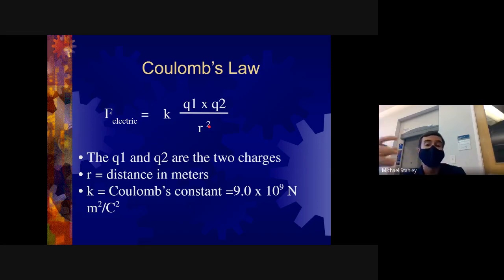So electric force works really, really well when you have two charges that are really close to each other. You can get a really strong electric force if you can make the distance between your charges very, very small as well. So the closer that they get to touching, the bigger the force becomes.